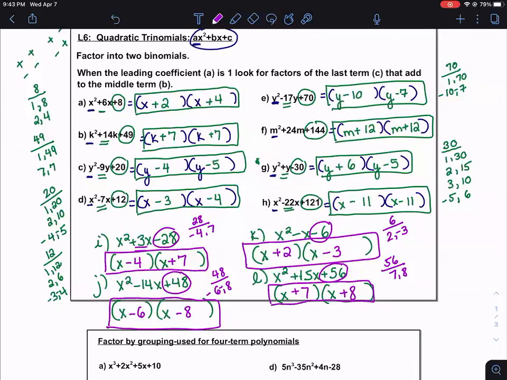So it's almost like a little bit of a puzzle in the sense that you have to work out what will multiply to the last term but add to the middle term. Okay, so any questions here before I spend a few minutes going over the first half of your exam?